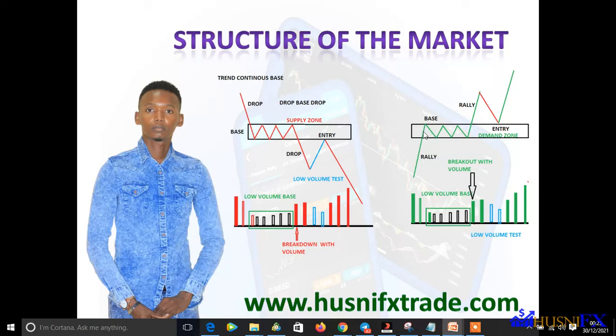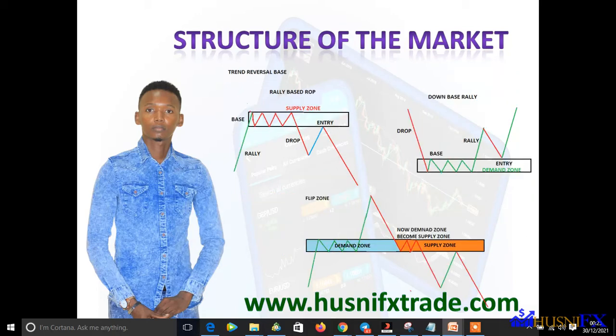So you are now really understanding what the market structure looks like when you learn these things I'm talking about. You can see the structure here. What you see is the trend reversal base. This is rally base drop. You can see this is the rally, and what this rally creates is a base, and it will then make a drop again. So this is rally base drop, rally base drop.